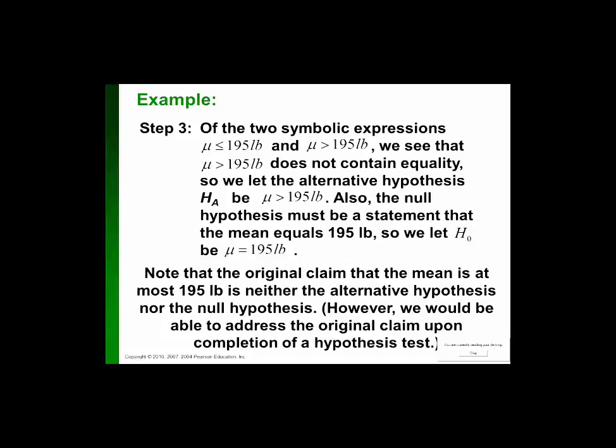Now note that the original claim was that mu was less than or equal to. Well, that didn't end up being the alternative or the null. Don't worry about it yet. All we're doing now is practicing using that flow chart to identify the null and the alternative hypothesis. And then we will go back to, well, what happened to the less than or equal to?